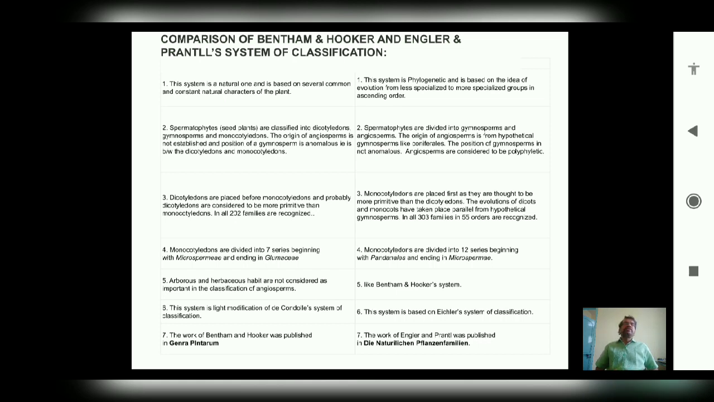So in the examination, the question can appear as merits and demerits of the Bentham and Hooker system of classification, or salient features of the Bentham and Hooker system of classification. So I want my students to go through these PPTs so that they can answer at the time of examination.